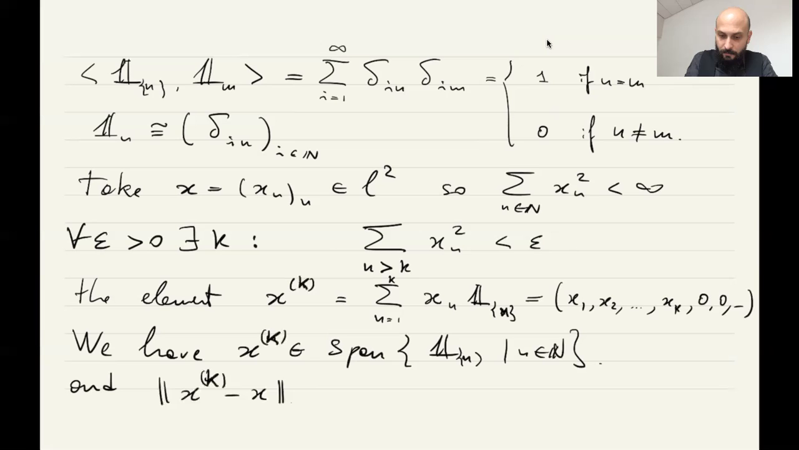Because this is the norm in l2, let's square the norm. This is equal to the sequence that is 0 in the first k entries, and then in the rest it coincides with x. So the l2 norm squared is exactly the sum for n greater than k of x_n squared, which we said is smaller than epsilon. So we find sequences that converge to an arbitrary element. So we got a Hilbert basis.